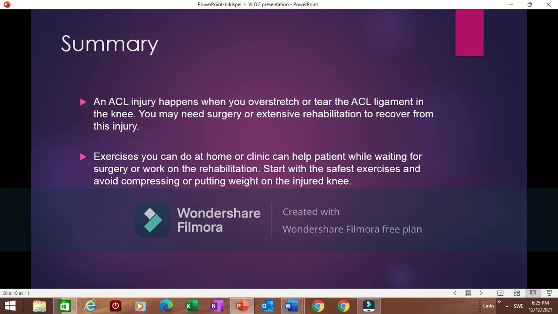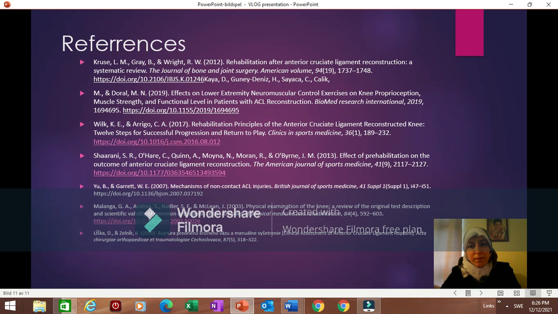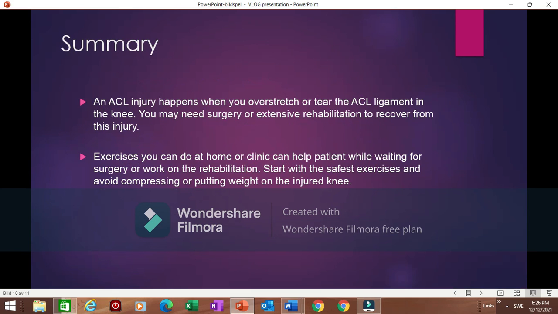So as a summary, an ACL injury happens when the player overstretches the ACL ligament in the knee, and it might need surgery or extensive rehabilitation to recover from this injury. Exercise done at home or at a clinic can help the patient while waiting for the surgery or work on the rehabilitation. We have to always start with the safest exercises and avoid compressing or putting weight on the uninjured knee.